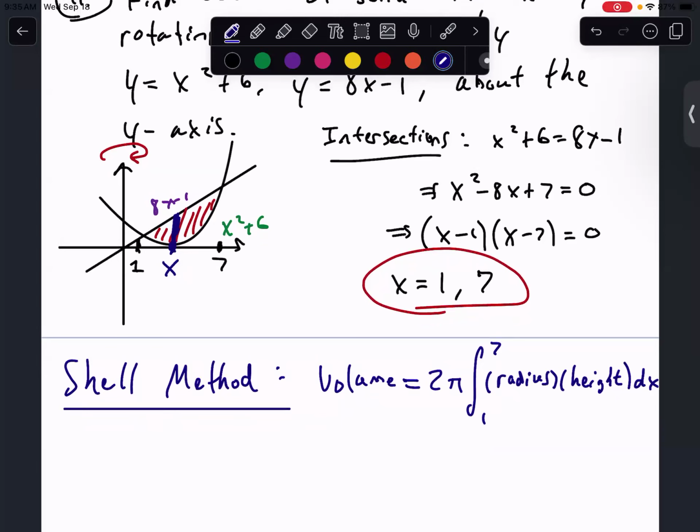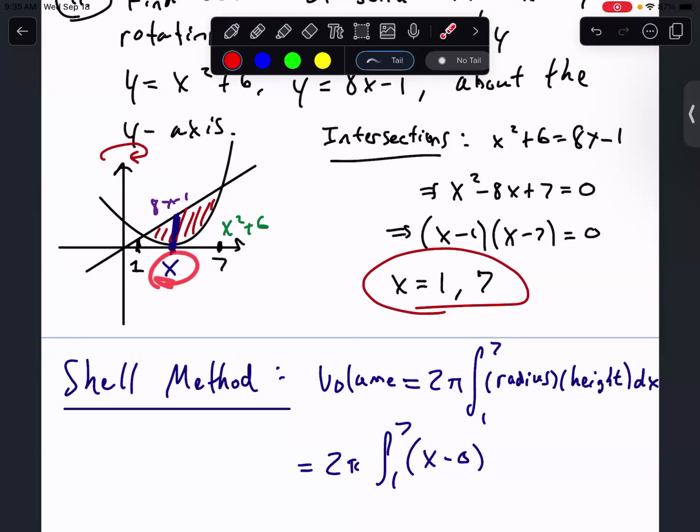You should be thinking of the radius. The radius is the distance of some arbitrary cross section from your axis of rotation. In this case, it's just going to be x minus 0. Maybe it's a little wacky writing it like this, but I'm going to do it anyways. So this is 1 to 7, and the radius is x minus 0. Again, it's the distance between your arbitrary cross section and the axis of rotation.